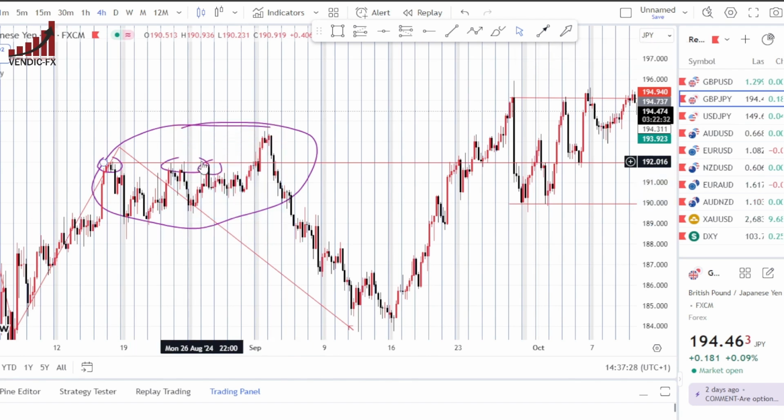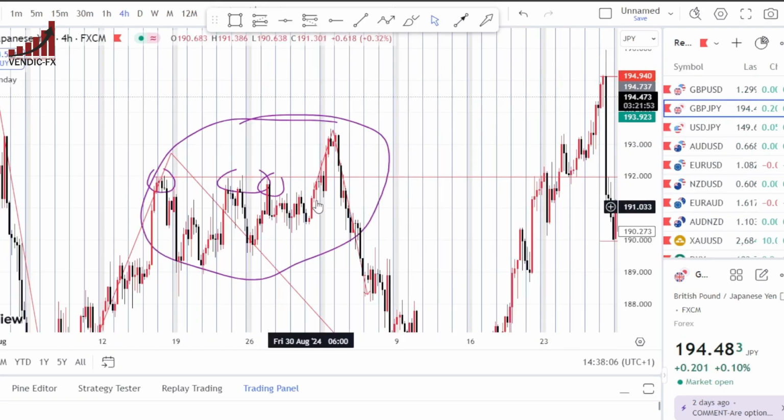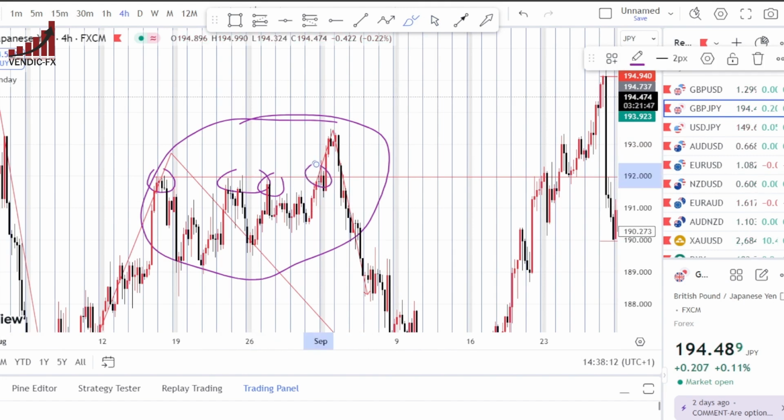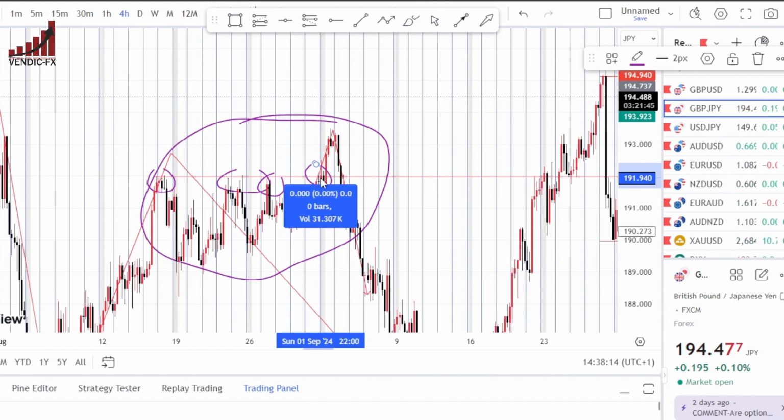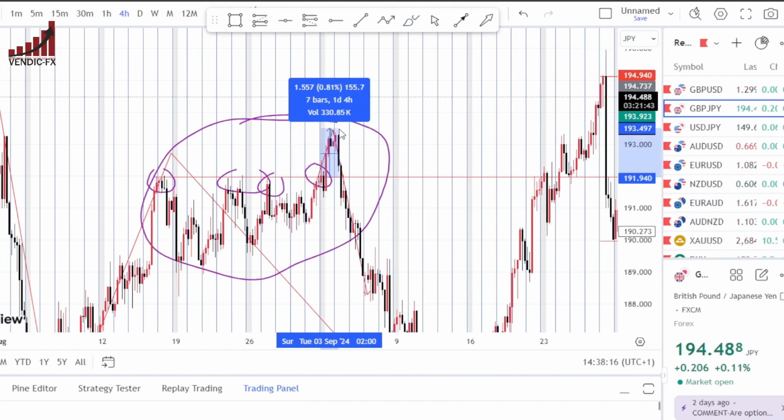Let me remove this and zoom it so that you see. You see a whole lot of manipulation happening here. The market breaks off of this. If you calculate this move, it's almost a 155 point move. That move alone, if you were one of these breakout traders, you feel the market has changed direction, and you now enter for a buy.